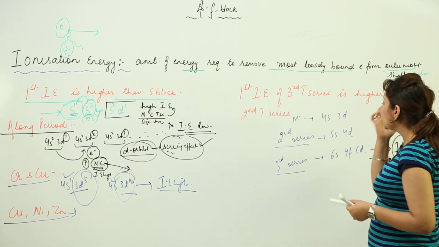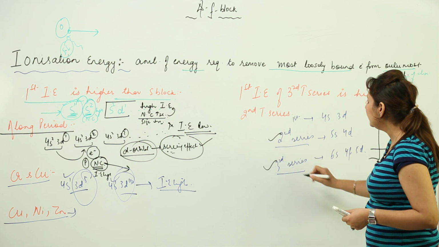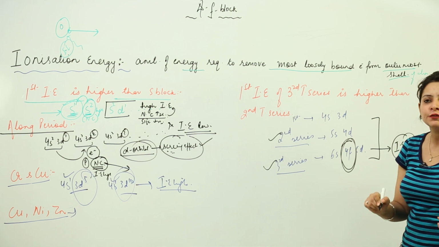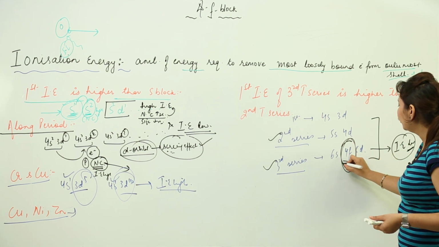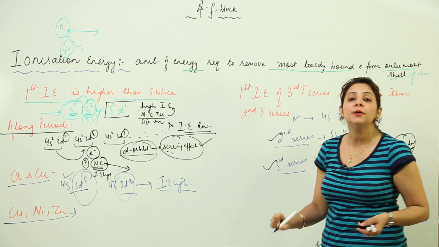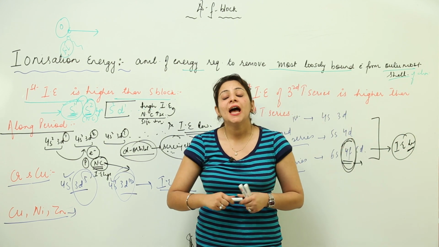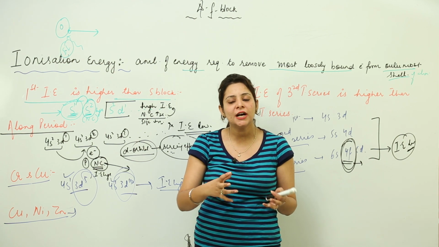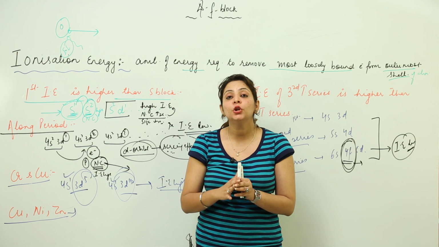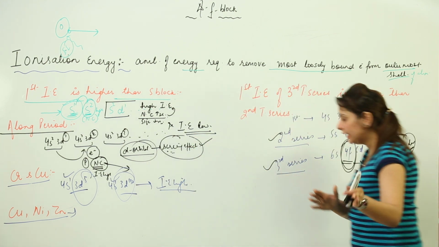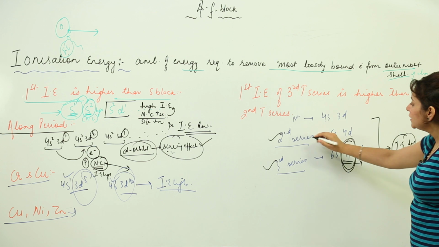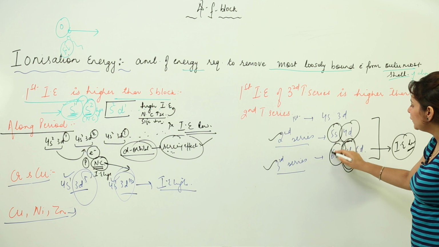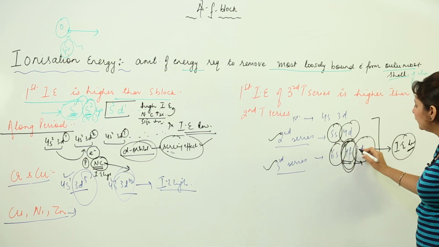But what happens when we compare the second and the third one? In the third there is a filling of 4f orbitals also, and due to this filling of 4f orbitals, we know that they have a very poor screening effect. Because they have very poor screening effect, they are not letting the nuclear charge reach the valence electrons. Let us see an example again. In the second series there is a filling of 5s and 4d, and in the third there is a filling of 6s, 4f and 5d.